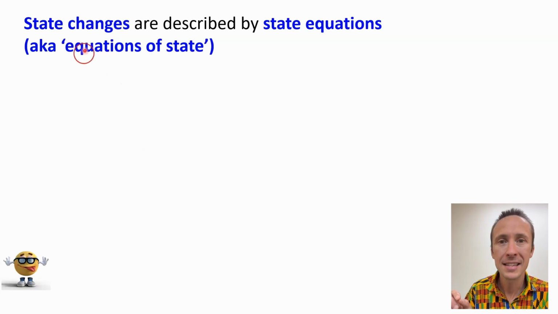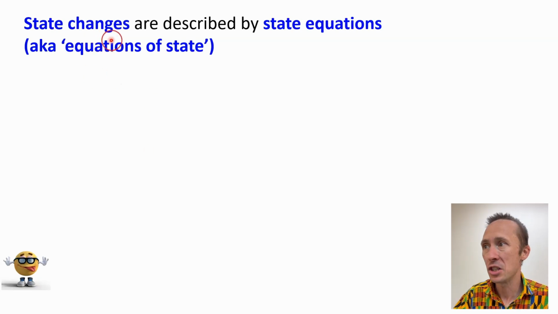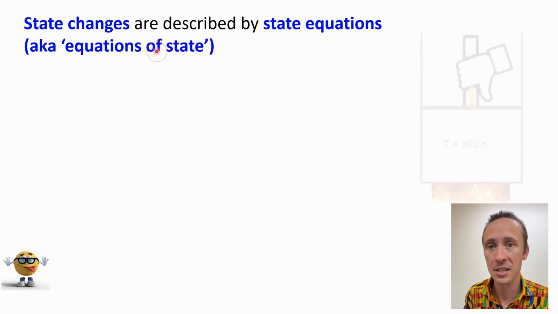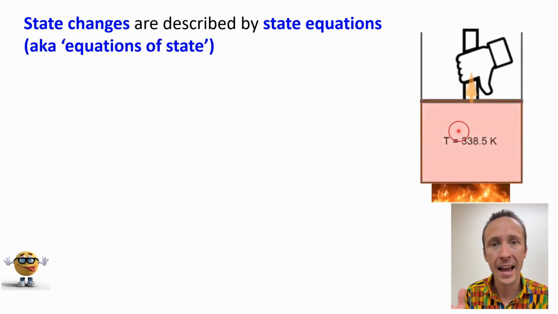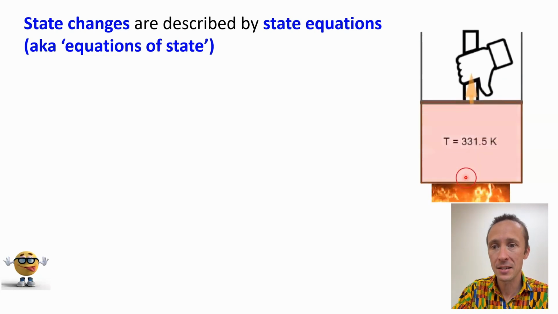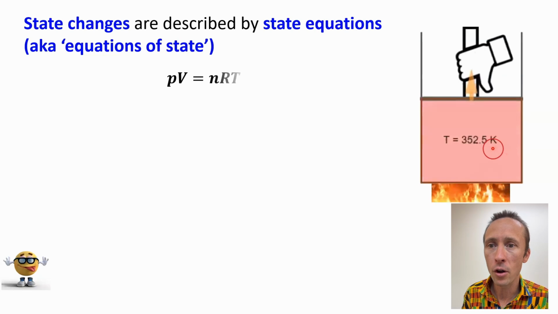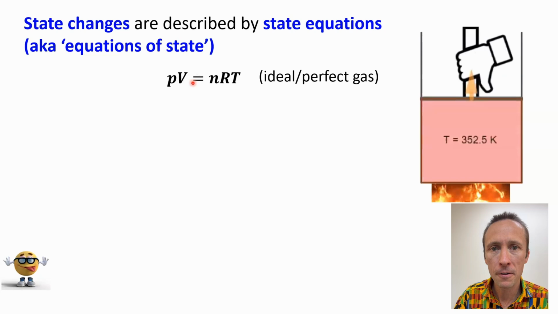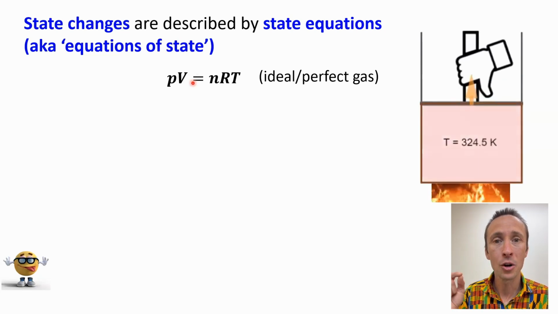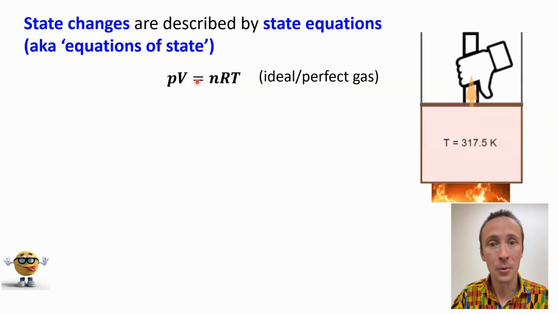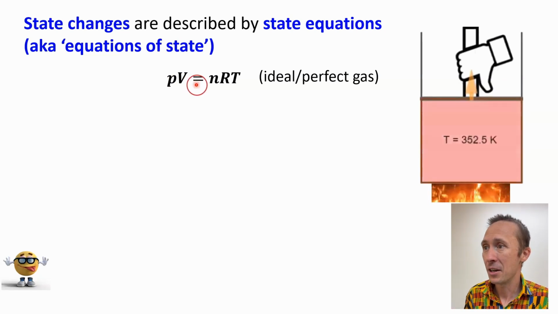Okay, so state changes, which is the change of state, are described by state equations, and these are also called equations of state. So let's say we have a gas and we're changing the state somehow by adding some energy as heat. Well, we can model the state by a state equation, and if this is a perfect gas or an ideal gas, the equation of state is PV equals nRT, the equation we've known and loved. This is the equation of state right here.